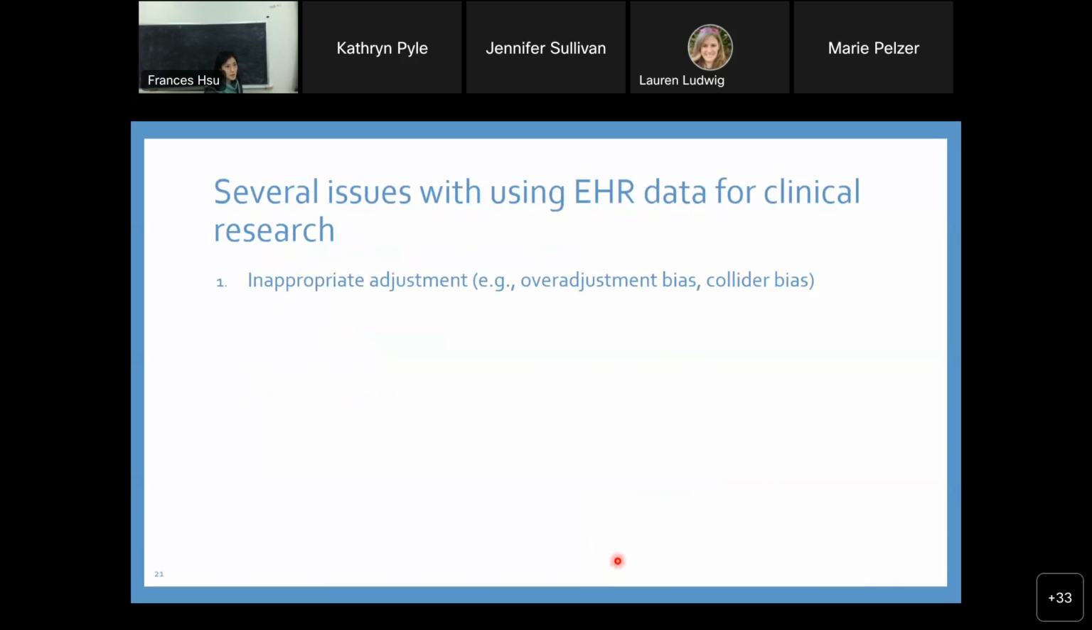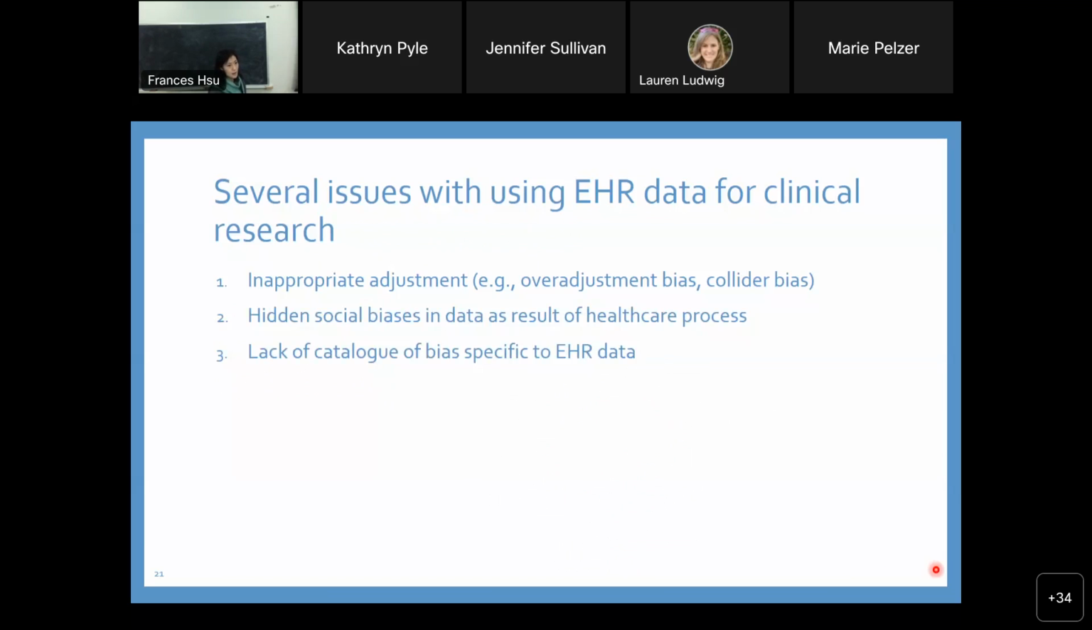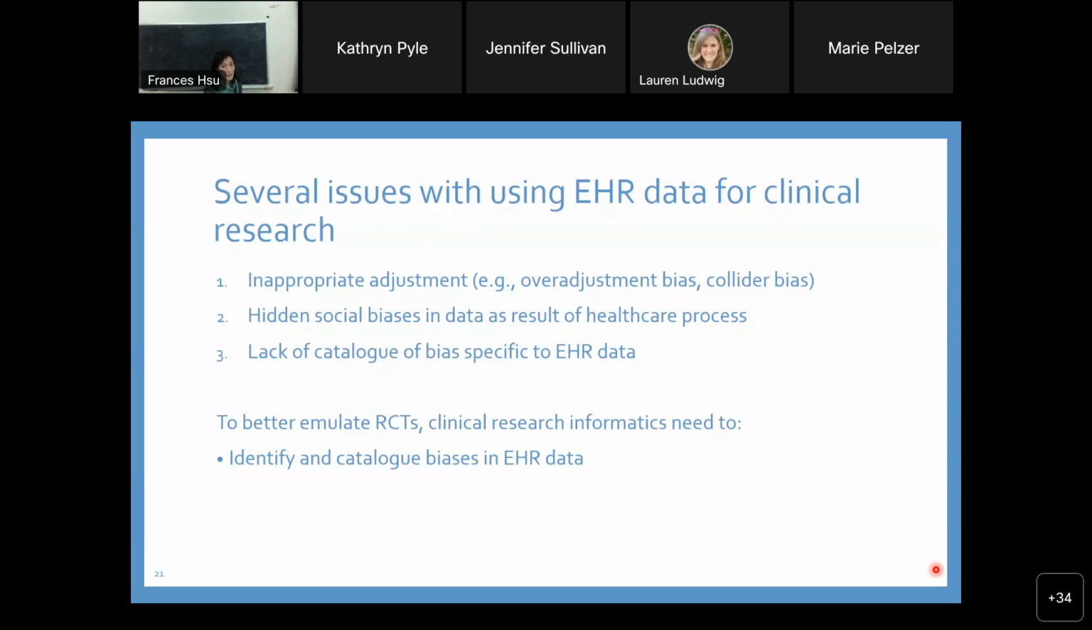So to quickly summarize, there are several known issues with using EHR data for clinical research. Number 1 is inappropriate adjustments, such as over-adjusting or collider bias. There are hidden social biases in data as a result of the healthcare process, and a lack of catalog of bias specific to EHR data. So to better emulate RCTs, clinical research informatics needs to identify and catalog biases in EHR data and address them appropriately.